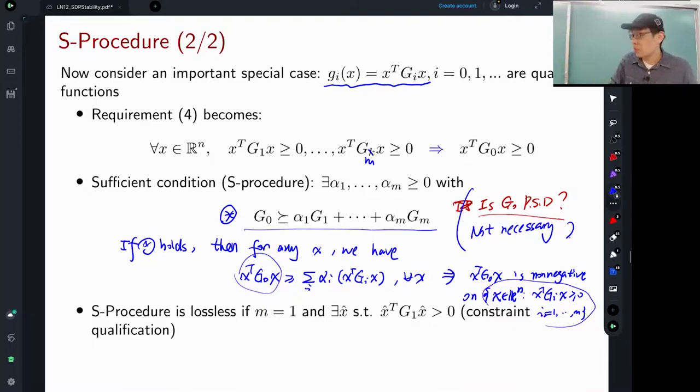Now I want to relax that strong assumption. G0 is not positive semi-definite, but I will be happy, or it suffices for me, to make sure x transpose G0 x is non-negative on a certain subset. And the subset is given by this.